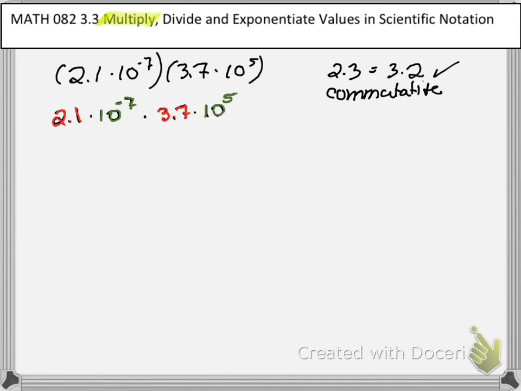So the first thing I'm going to do is take the things that I just colored in red, which are just the decimal or the number part, and rewrite them like that. So I have 2.1 times 3.7. Then I'm going to take the green bits, which is the exponent part, 10 to the negative 7th and 10 to the 5th, and I'm going to rearrange it so that those are next to each other.